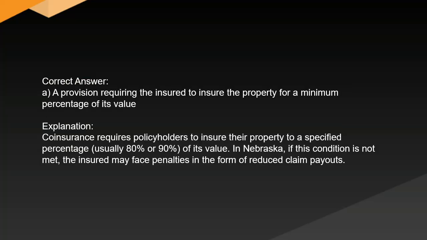Correct answer. A. A provision requiring the insured to insure the property for a minimum percentage of its value. Explanation. Coinsurance requires policyholders to insure their property to a specified percentage, usually 80% or 90% of its value. In Nebraska, if this condition is not met, the insured may face penalties in the form of reduced claim payouts.